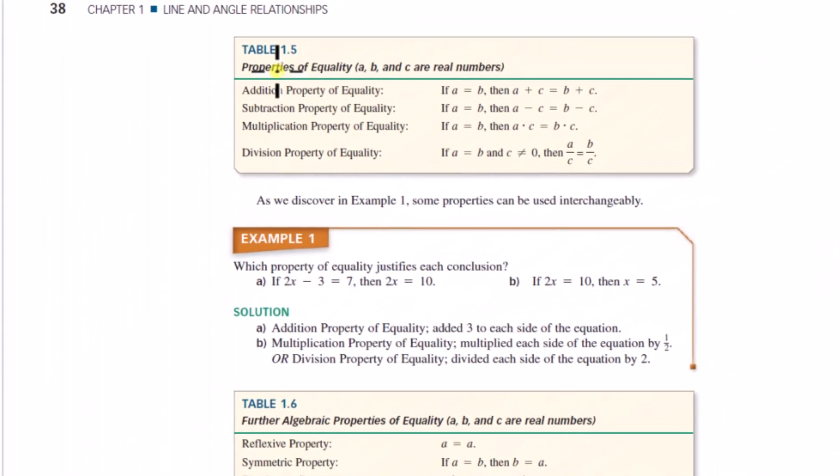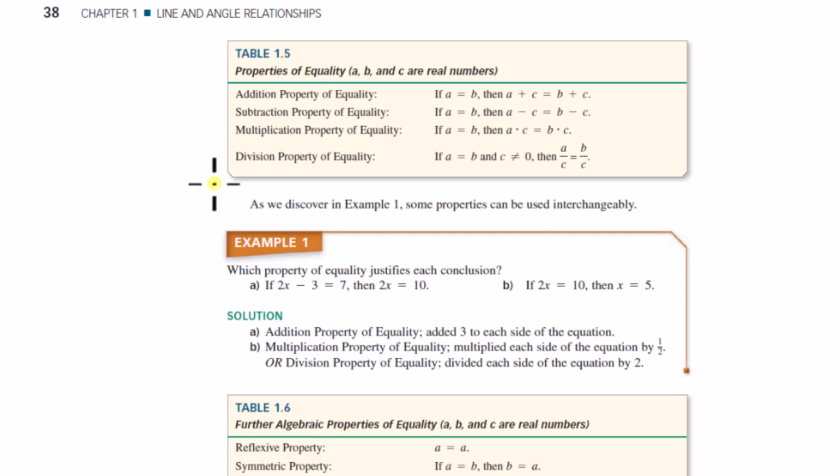So here's the table where you'll make a statement in the left column, and these are some reasons you'll give for that statement. They're giving us some examples here. Properties of equality: addition property of equality, subtraction, multiplication, division. You can do the same thing to both sides of an equation, and it doesn't change the equation. But when dividing both sides by something, you can't divide by 0. Now, these aren't the only reasons you can use for making a statement, but they're just giving an example here. As we discover in example 1, some properties can be used interchangeably.